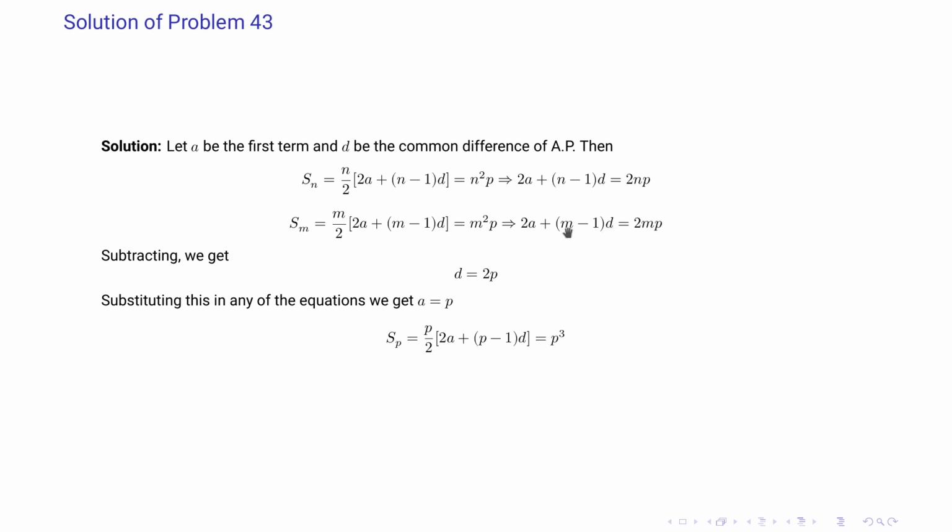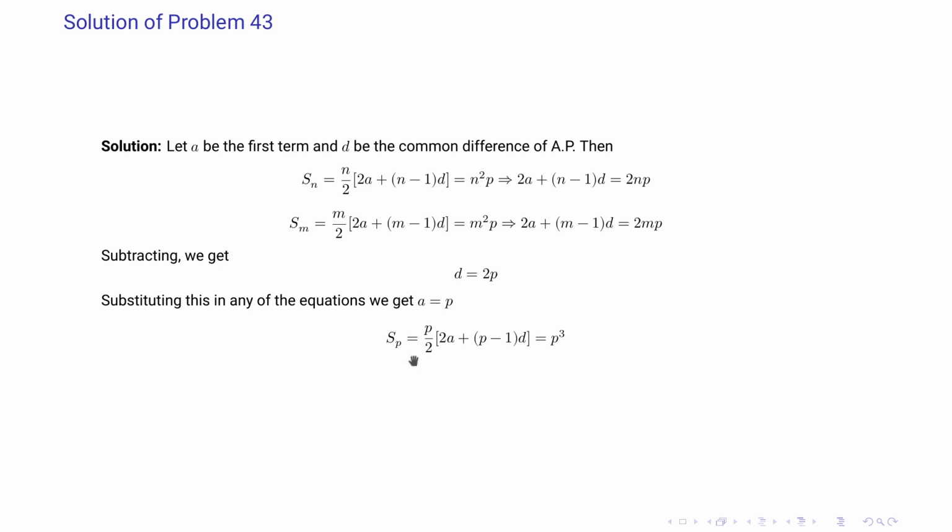We subtract, we get (n minus m) into d on this side, and we get 2 into (n minus m) into p on this side. So we cancel out n minus m, we get d is equal to 2p. Once we have d is equal to 2p, we can substitute in either of these, and we get a is equal to p.